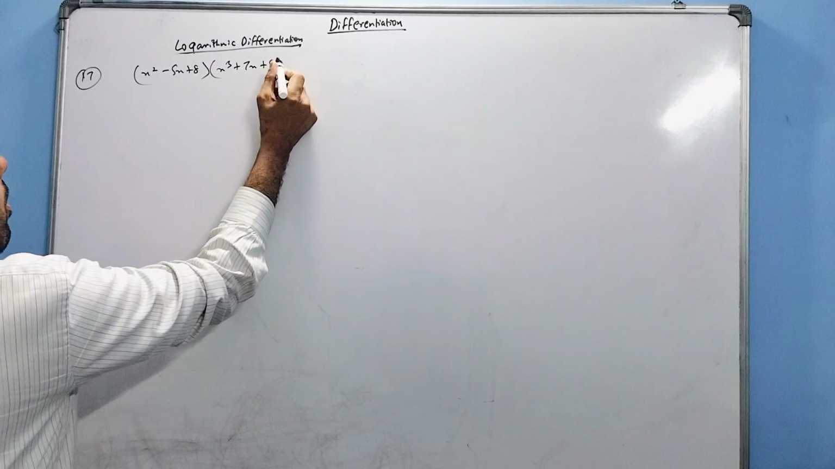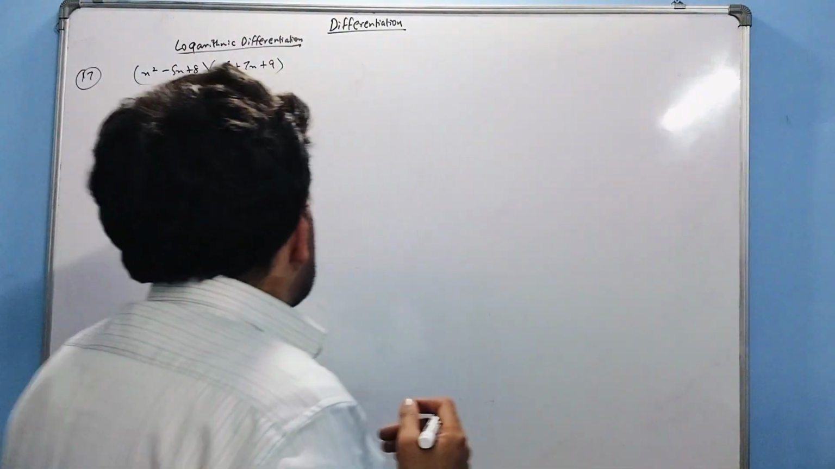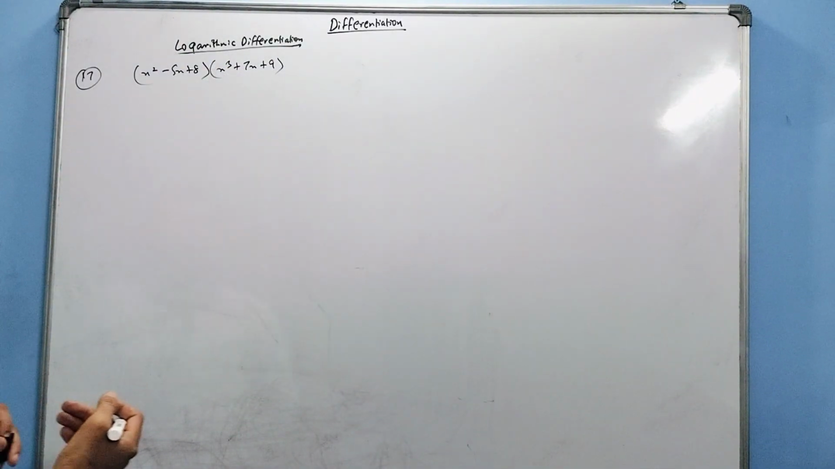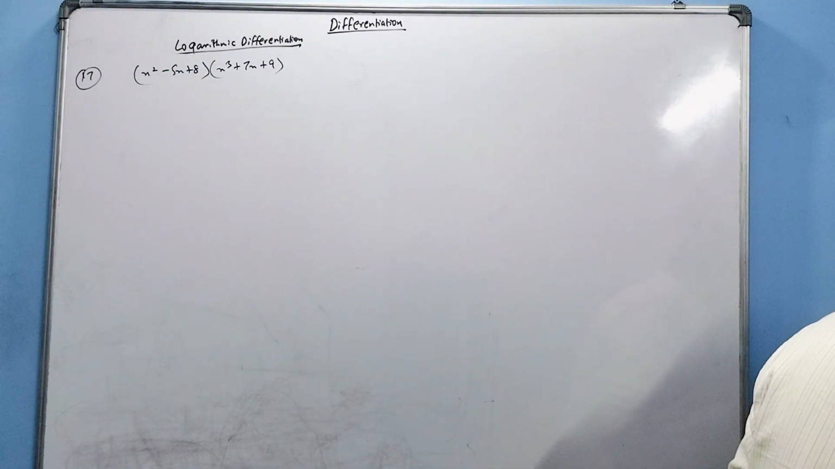Okay, so this is the function we have. We have to use three ways. First, by using the product rule. Second, by expanding. Third, by logarithms. Okay, so now what we can do here, we'll expand the product.